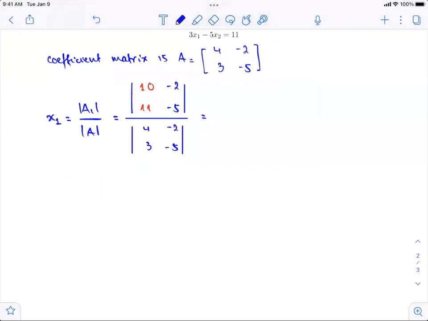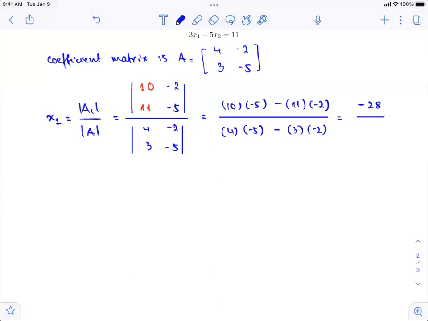So let's calculate this solution. This is the 2 by 2 determinant. I have 10 times -5 minus 11 times -2, divided by the determinant of A, which is 4 times -5 minus 3 times -2. If you do the calculations correctly, on the numerator you have -28, and in the denominator you have -14, which is equal to +2. Okay, now that is x1.